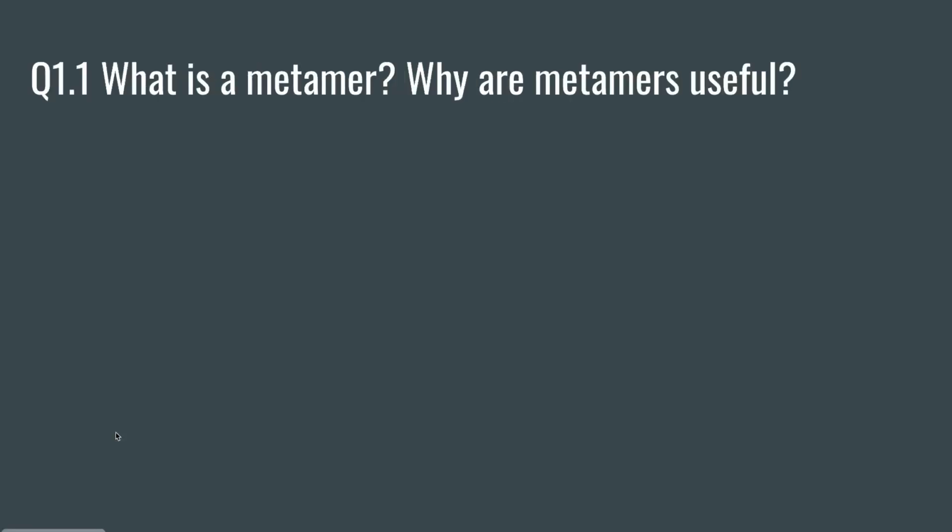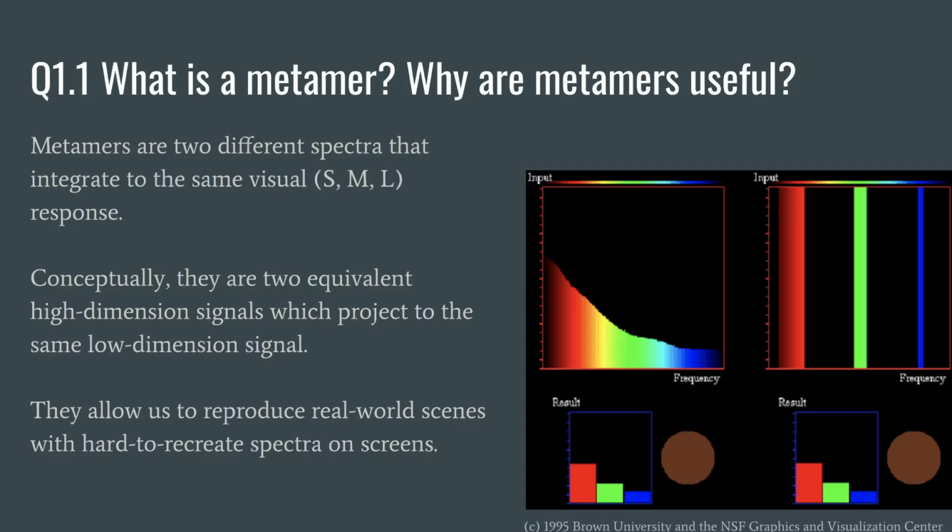Okay, on to question number 1. What is a metamer? Why are metamers useful? So a metamer, or metamers, are 2 different spectra that integrate to the same visual response. Conceptually, they are 2 equivalent high dimension signals which project to the same low dimension signal. And they allow us to reproduce real world scenes with hard to recreate spectra on screens.